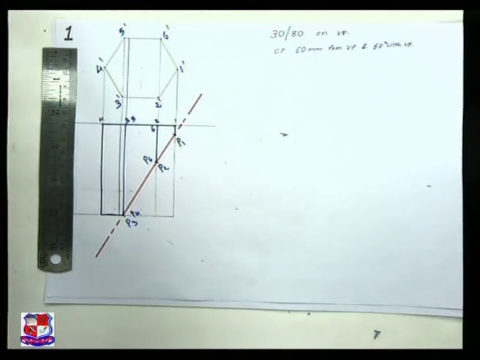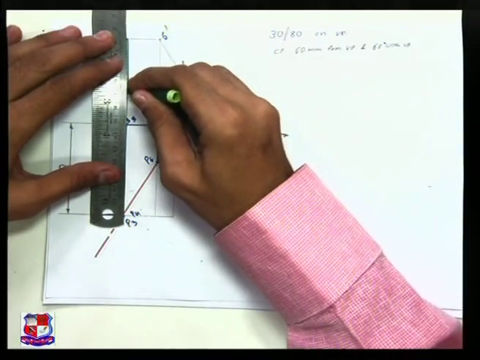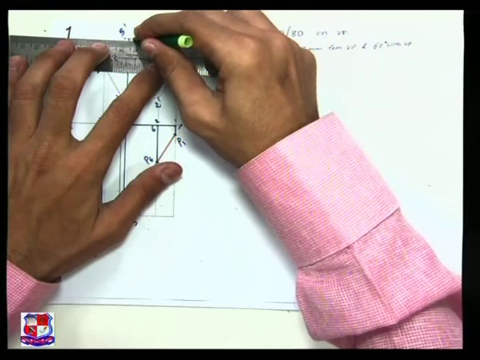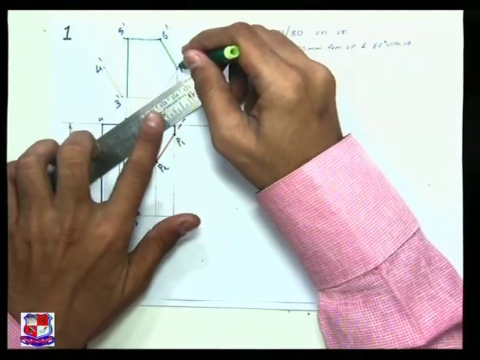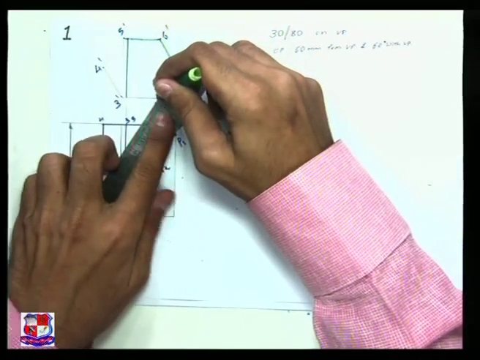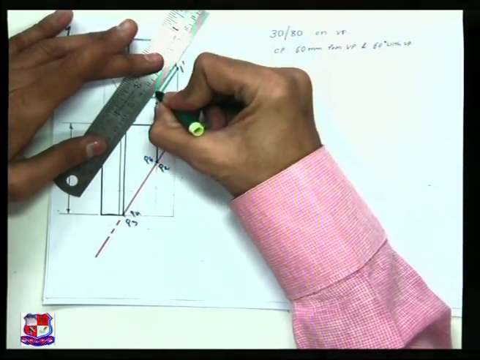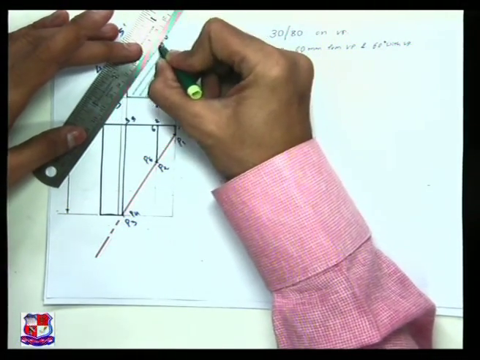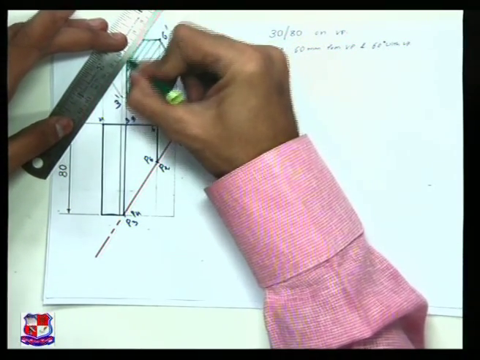So after cutting this would be as represented by this green colored portion, the cutting portion, like this. Now how to draw the true shape of this section? This is the sectional front view, as we know. Now how to draw the true shape of this section?